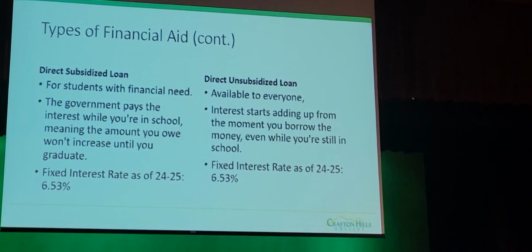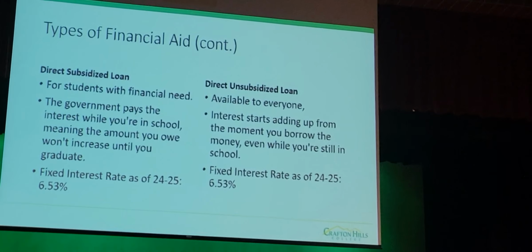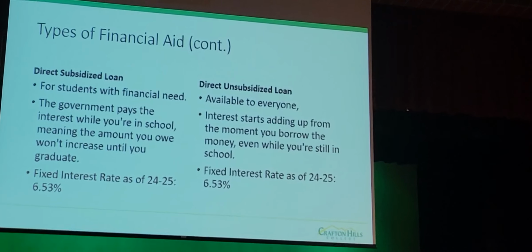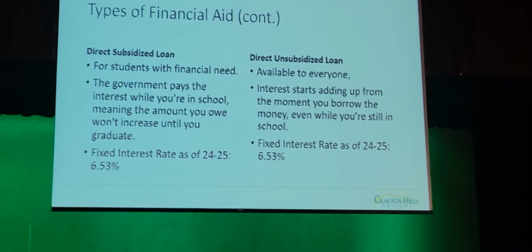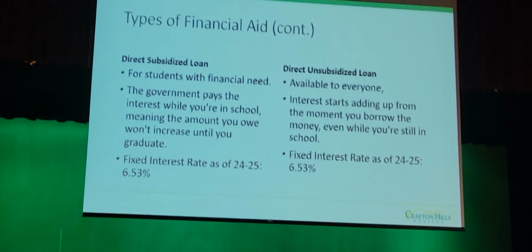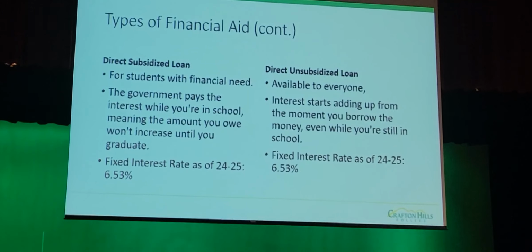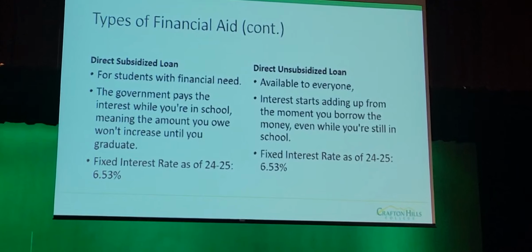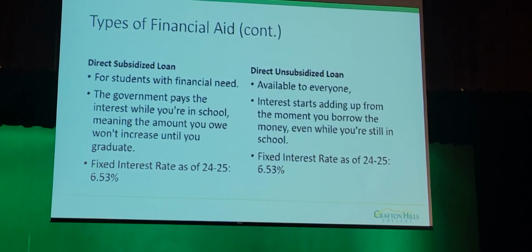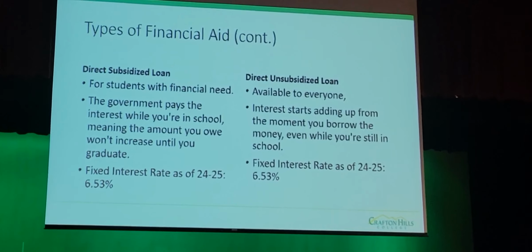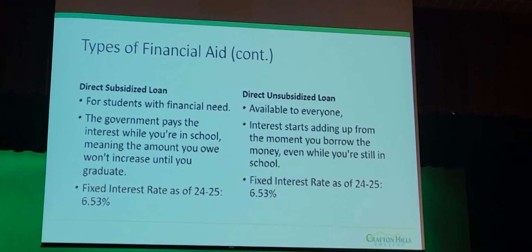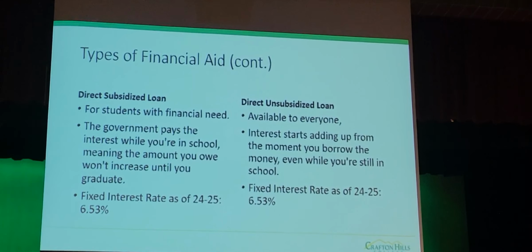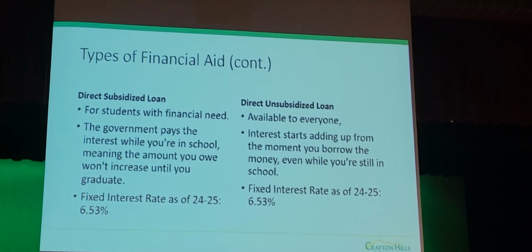This interest is a little different because this does start accruing interest right when you start taking out the loans. So that's kind of the big difference between the two. The subsidized loans don't start accruing interest until you actually graduate. The second one, the unsubsidized, starts accruing interest right when you take them out the first time. So that's just something to keep in mind.